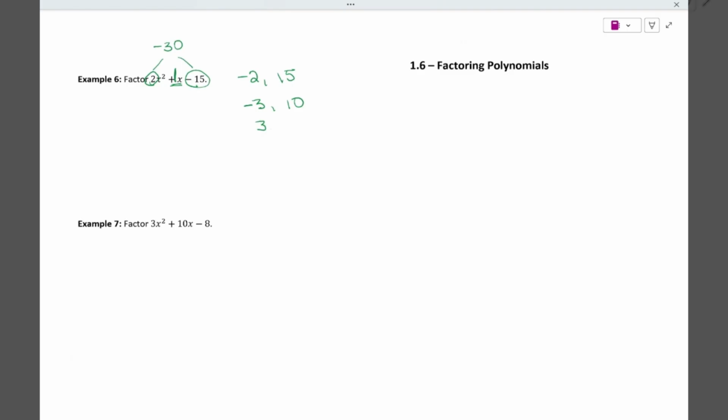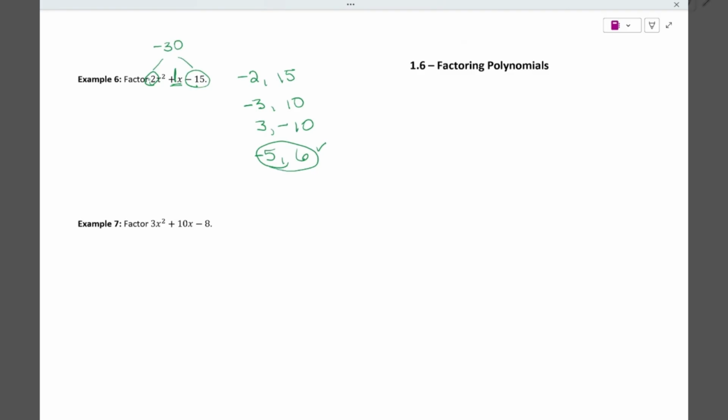Okay, well, 3 and negative 10 also multiply to give me negative 30. When I add those, I get negative 7. That doesn't work. What about 5 and 6? One of them has to be negative. Negative 5 times 6 is negative 30. Negative 5 plus 6 is the 1 that I need. So this is the set that I'm going to use.